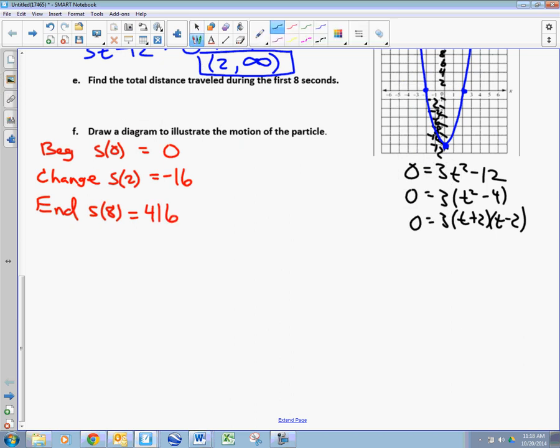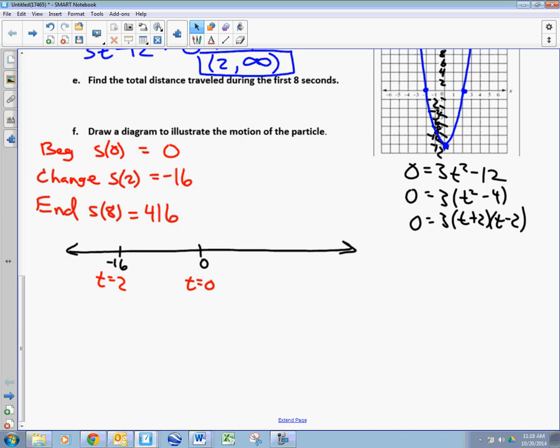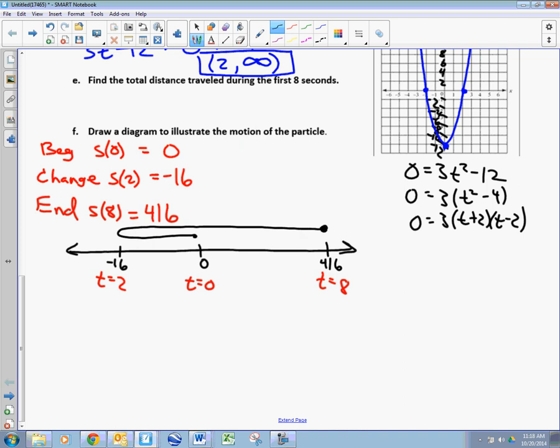So here's what happens, okay? I'm going to draw a diagram to model the motion. I start at 0, and that occurs at time 0. Then I go back to negative 16. At what time does that occur? And then I go over to 416. At what time does that occur? Real quick before you go, it starts here, it travels back there, and then it ends right here. That's where we'll pick up.